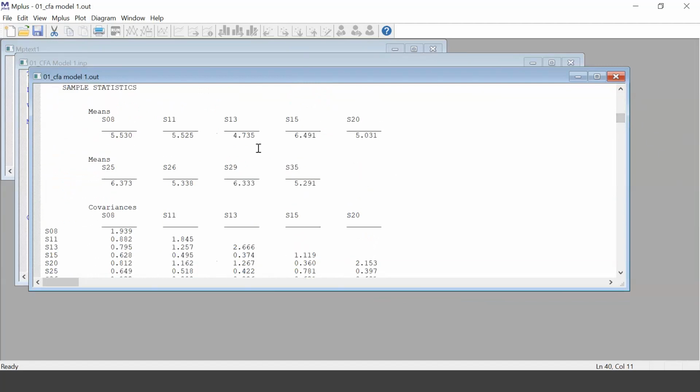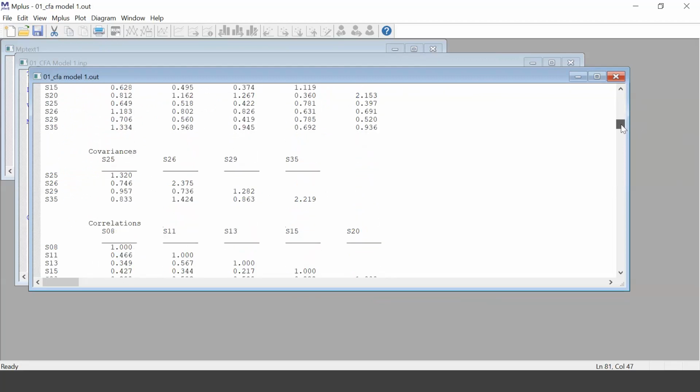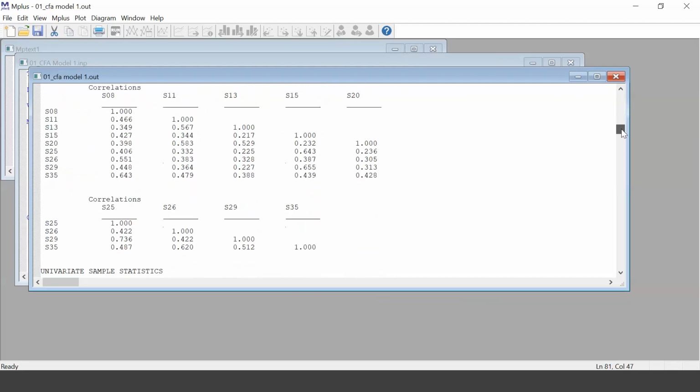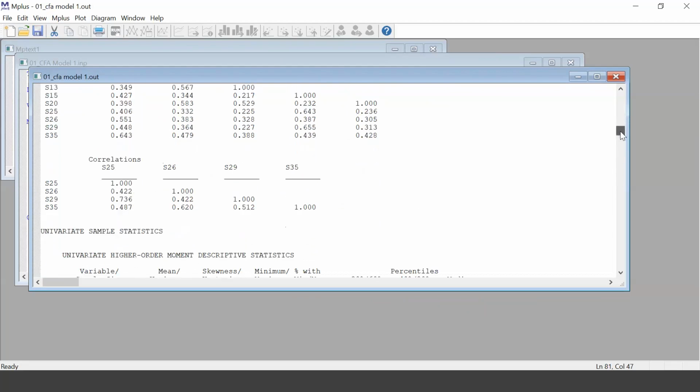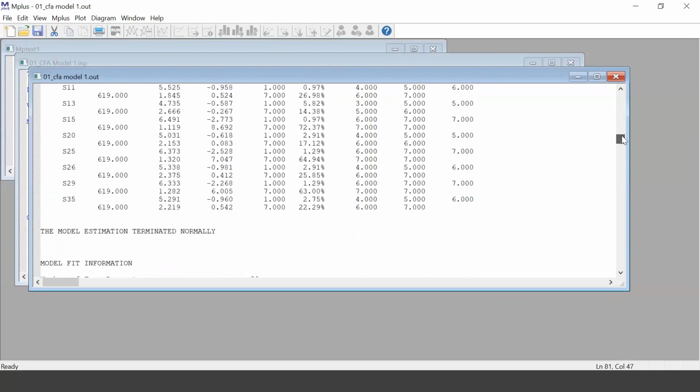So you can see the means on each of these 9 variables. They are in the 5s and 6s. These variables are all on a Likert scale, by the way, and I think the range is from 1 to 7. So you can see actually, for example, S25 and S29, those means are actually quite high for being on a 7-point scale, but I digress. Then we have the covariances, and then finally our correlations, which are certainly much easier to look at than covariances. Then we get a nice table of the univariate sample statistics.